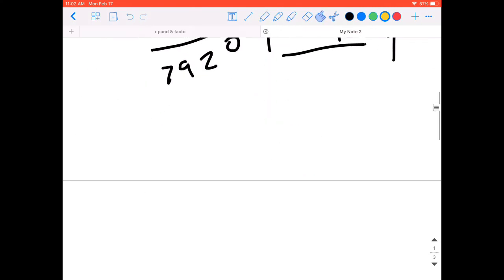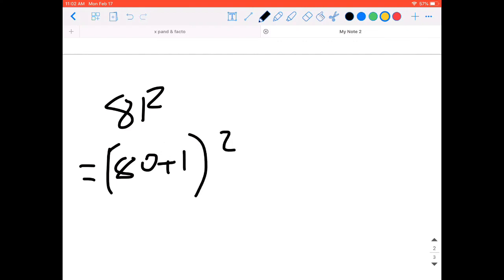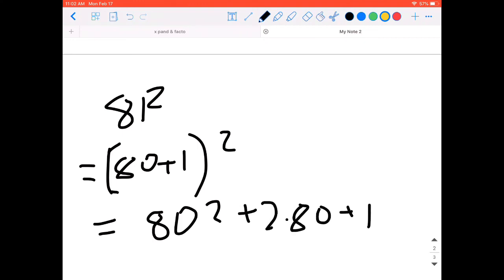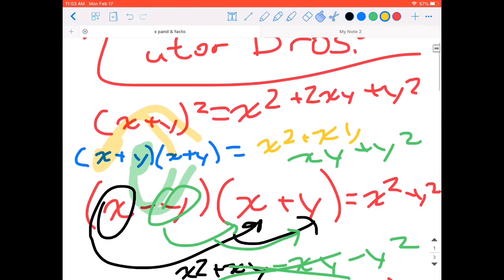Next, let's say we're asked to find, rather than 89, what about 81 squared? Well, that equals 80 plus 1 squared. That's a parentheses, by the way. Sorry about the bad handwriting. This equals 80 squared plus 2 times 80 plus 1, because that's our sum of squares, which we are now actually using.